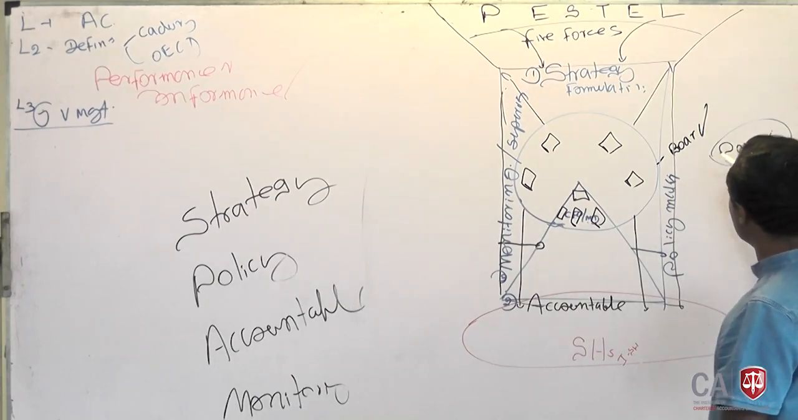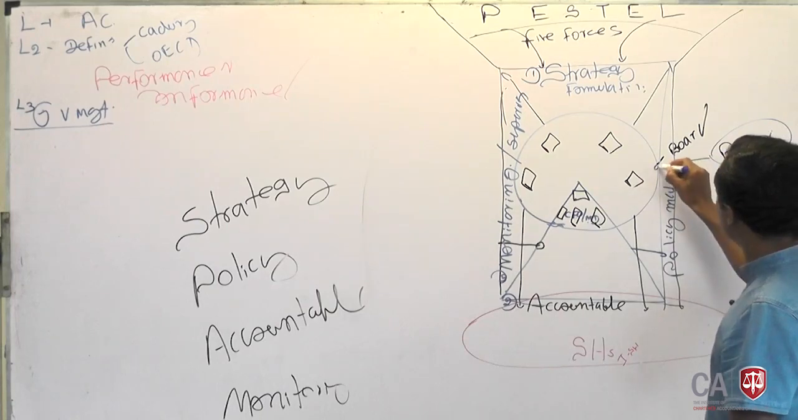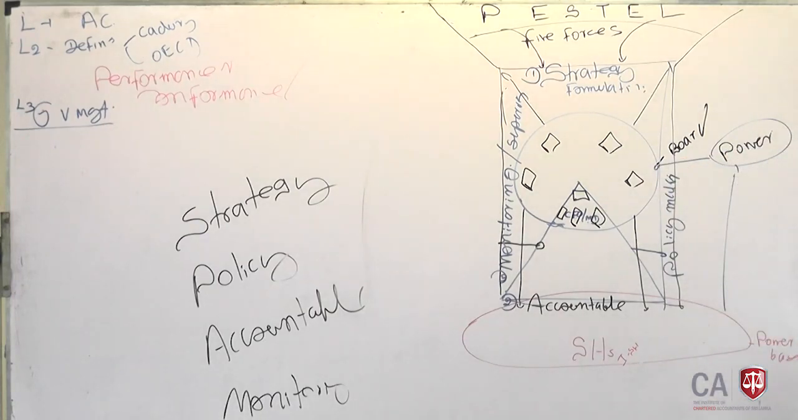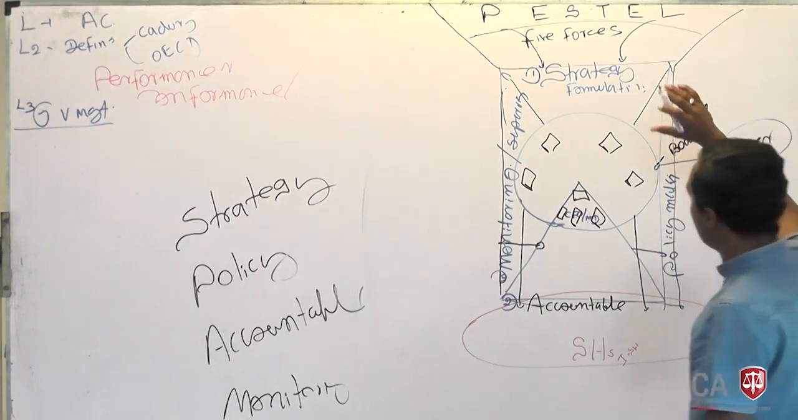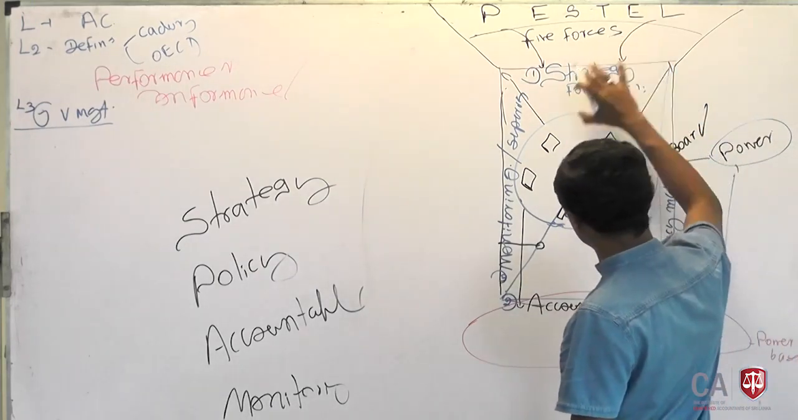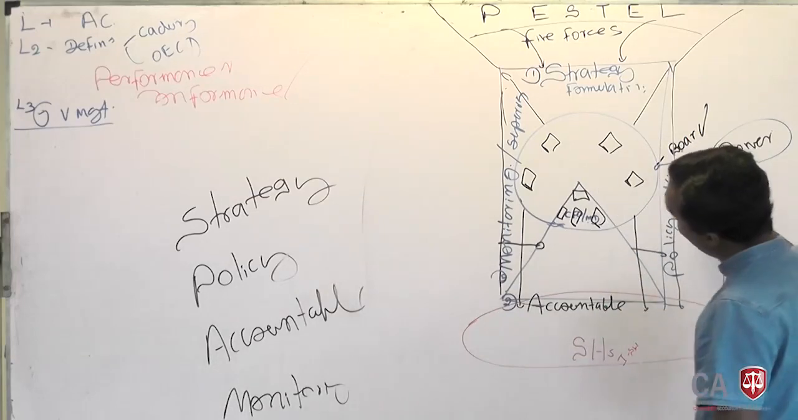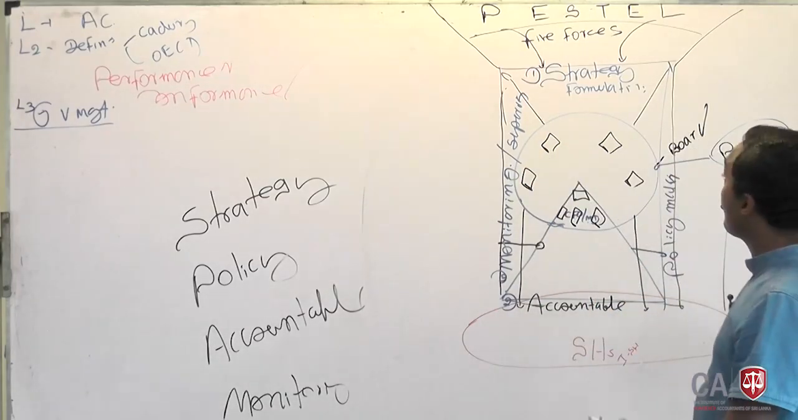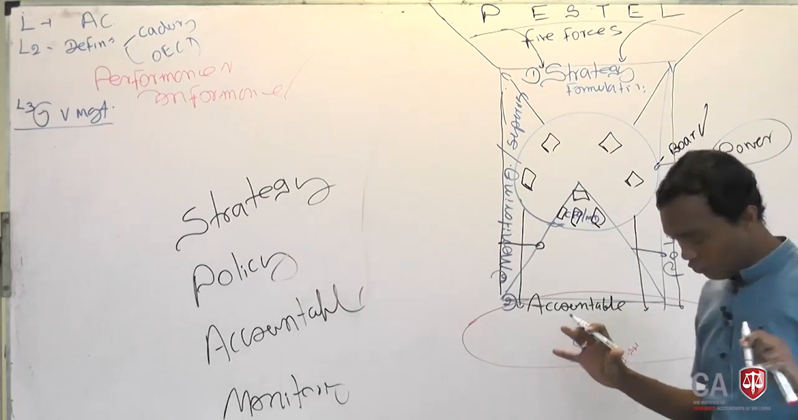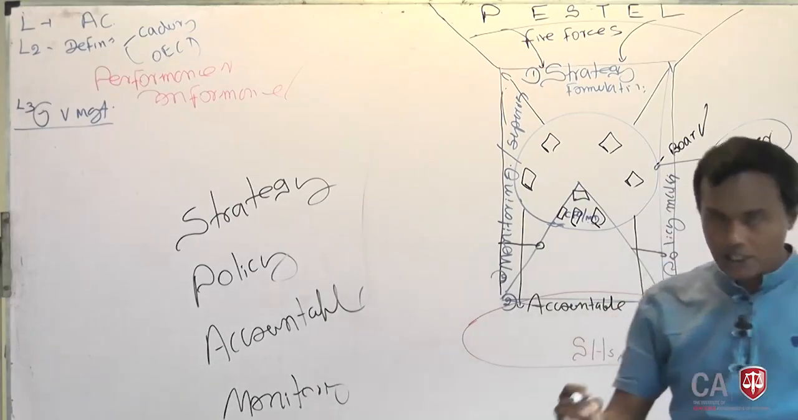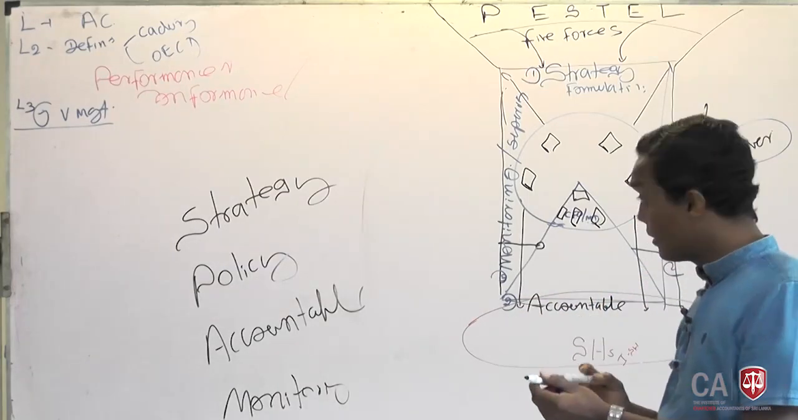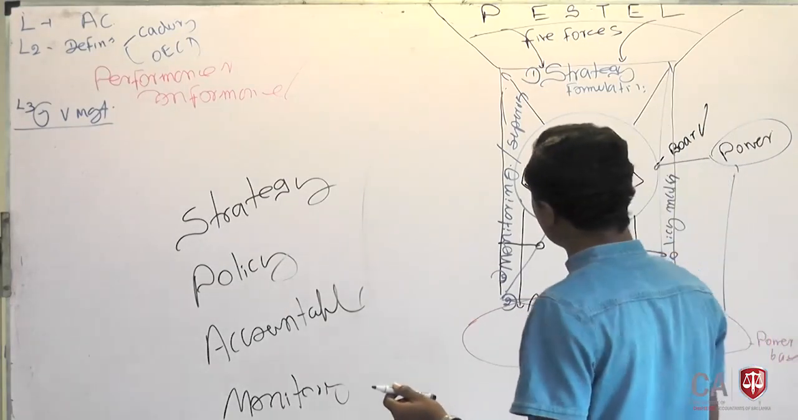The power is what the board uses, and that power originated from shareholders, right? Exercise of power for strategy formulation, policy making and monitoring, and being accountable to shareholders. So it's different from management. Why is it different? Because governance can challenge management. That answer is very, very important. That explanation is important in an exam case study.